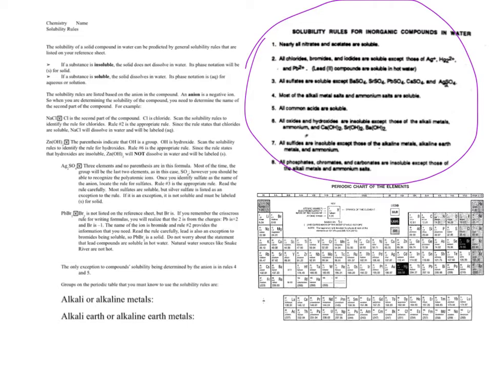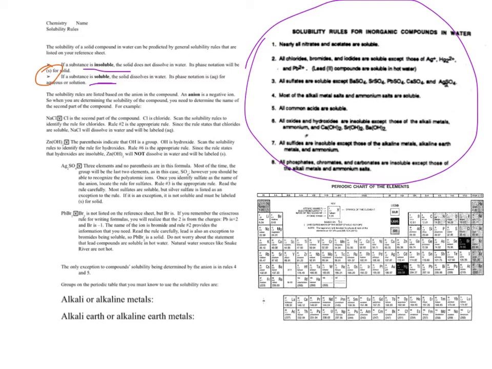So again, just a review, if a substance is insoluble, a solid does not dissolve in water, and its phase notation will be S. If a substance is soluble, the solid dissolves in water, its phase notation is AQ for aqueous or solution. So the real key thing is to remember that S stands for solid and not soluble. So soluble is AQ or solution. Solubility rules are listed based on the anion in the compound, and anion is a negative ion. You should already know that. This should just be review.